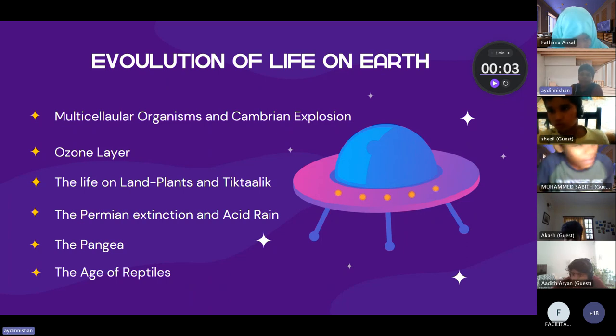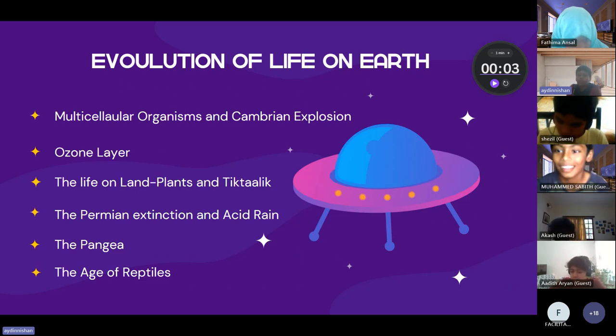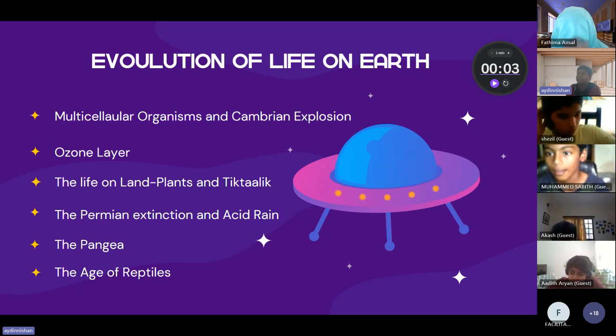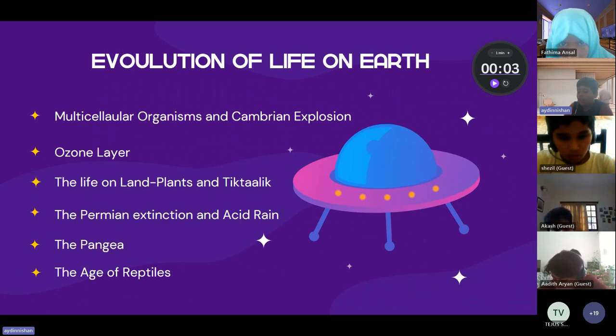The ozone layer. The land is devoid of life because of the radiation from the sun. So the only reason is the irradiation of the sun. Now, how do we live now? There is not so much radiation.